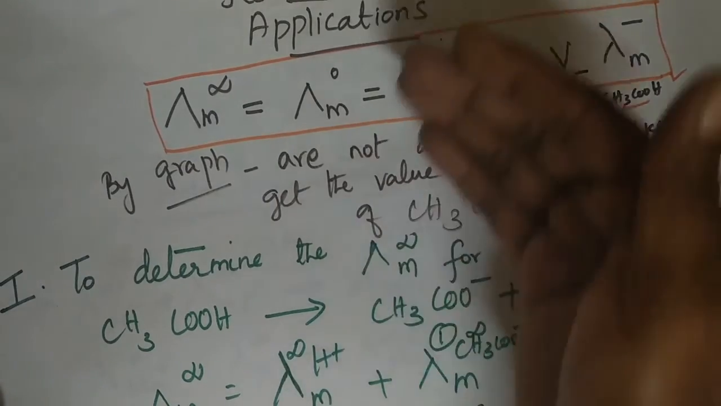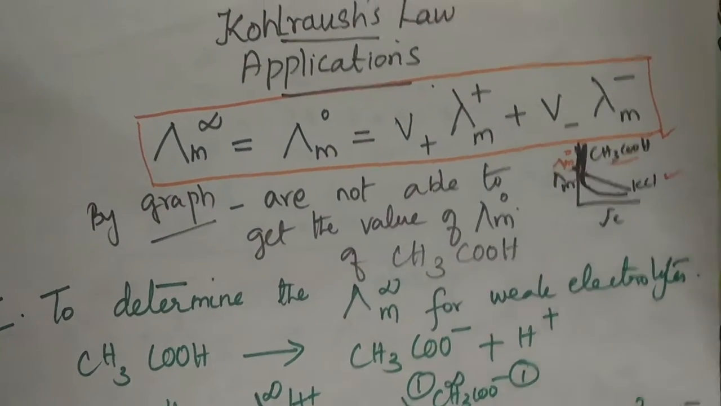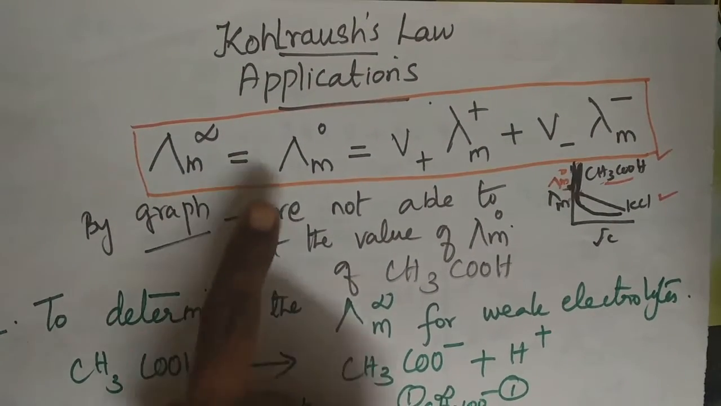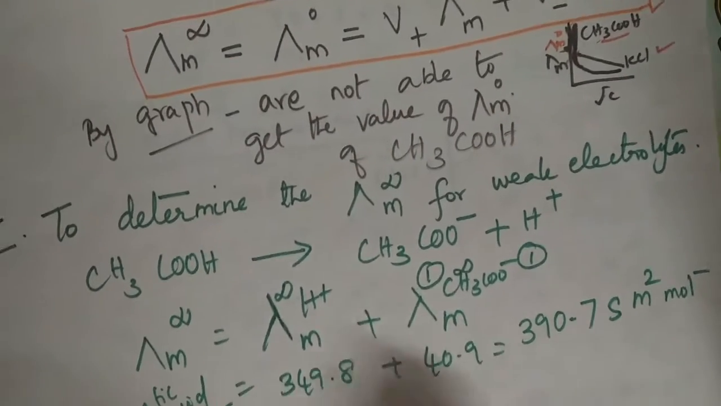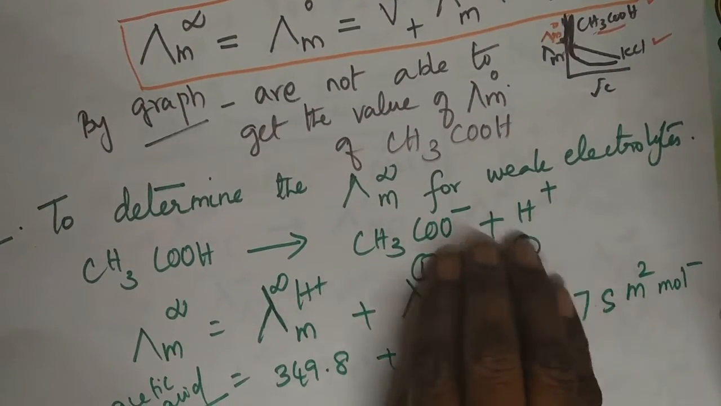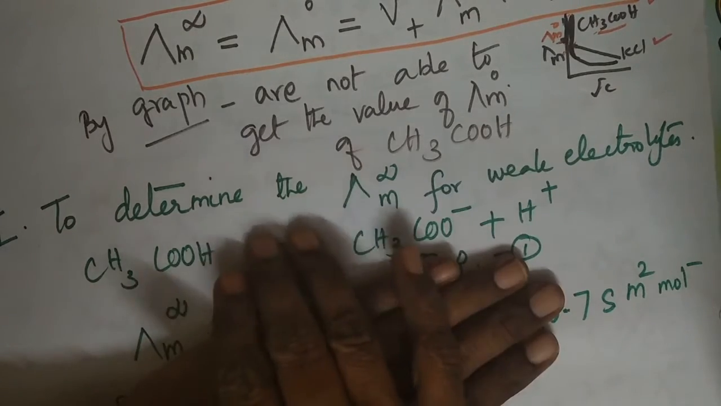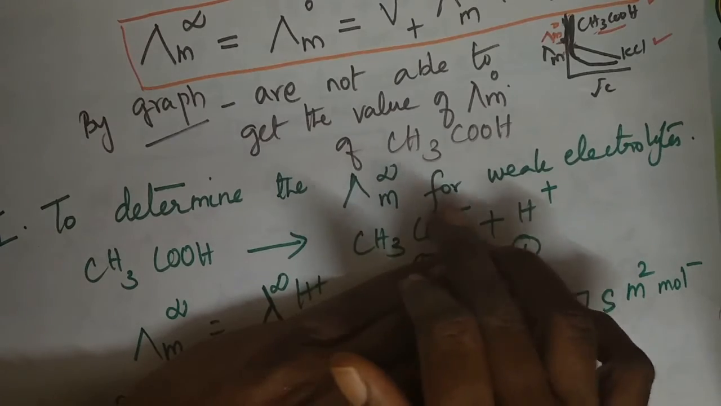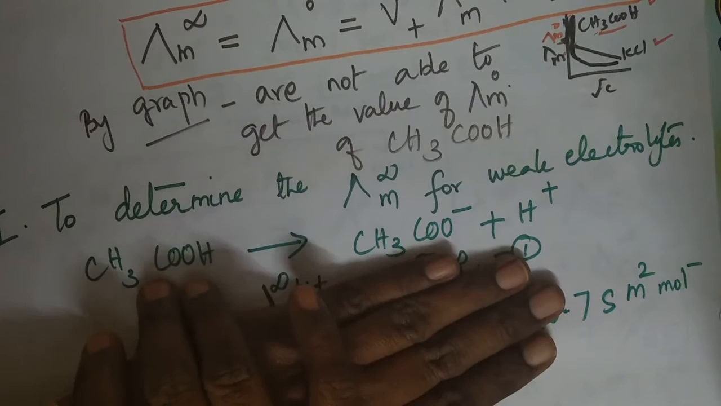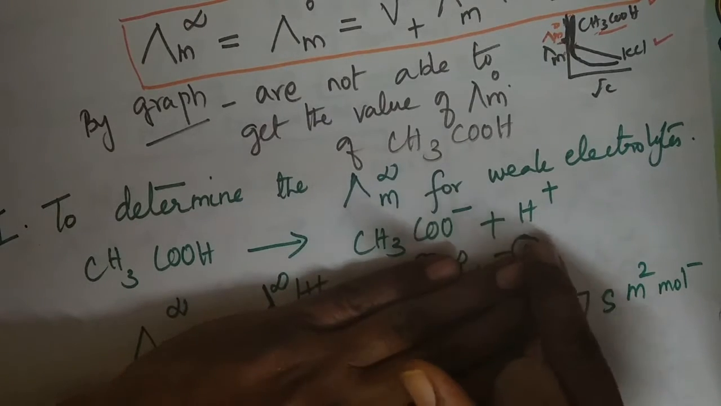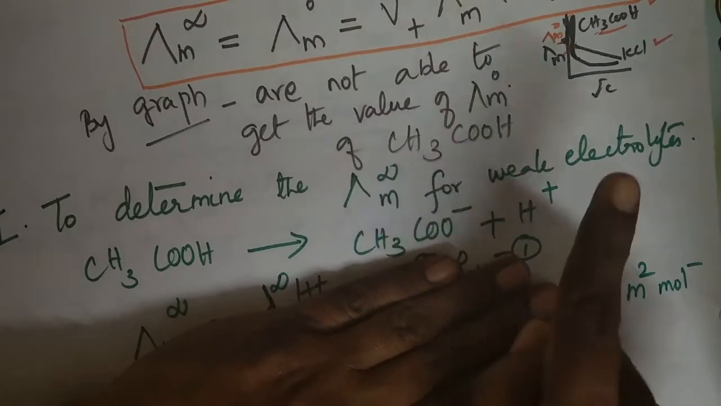Now for that reason we are applying the formula. For example, take acetic acid, CH3COOH, which gives CH3COO minus plus H plus. This is acetic acid, a weak electrolyte. So we are going to determine lambda m infinity for a weak electrolyte. When acetic acid splits up, you get these two ions, and the number of each ion is 1 only.